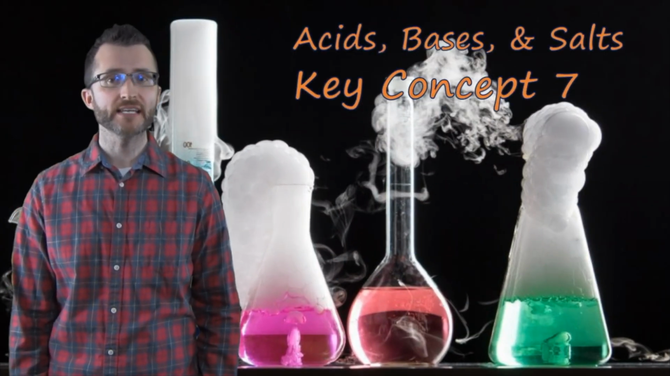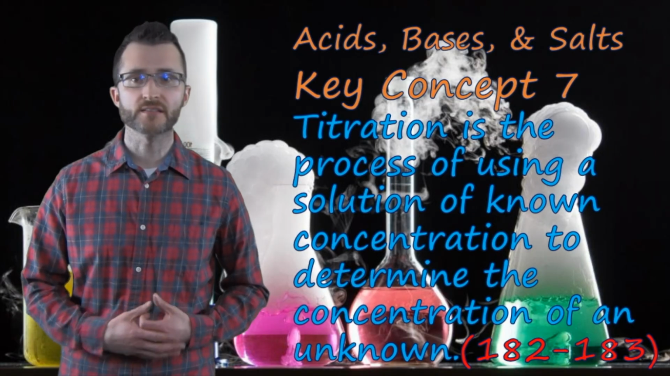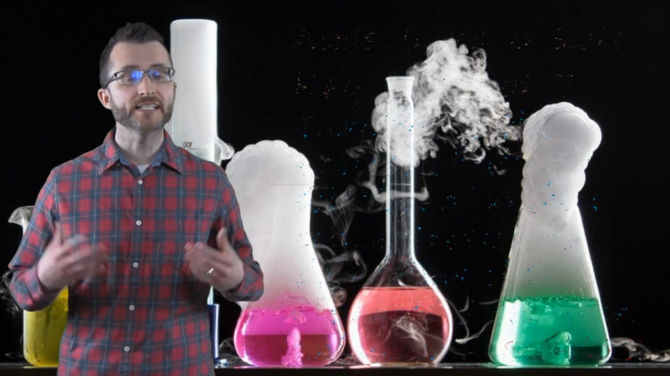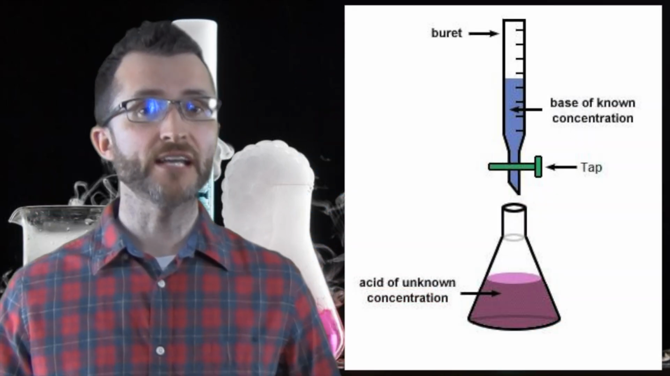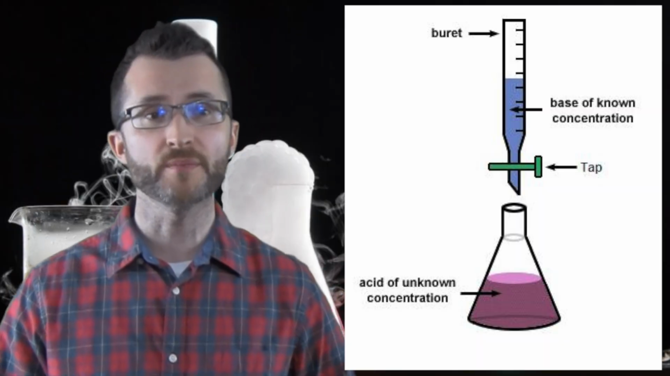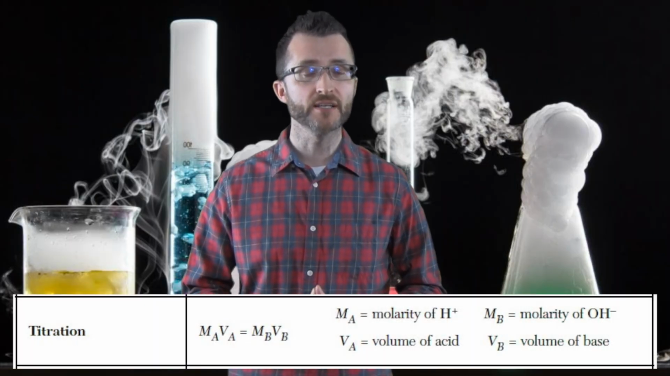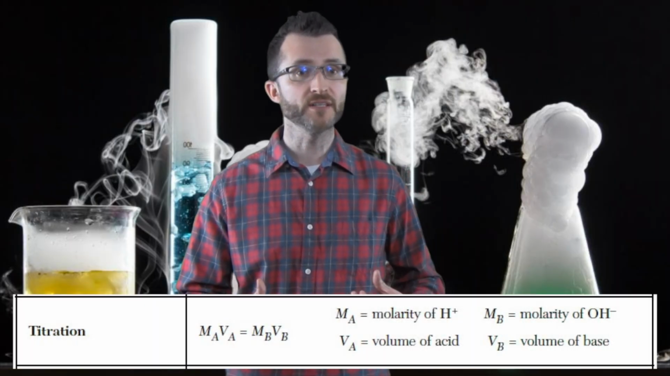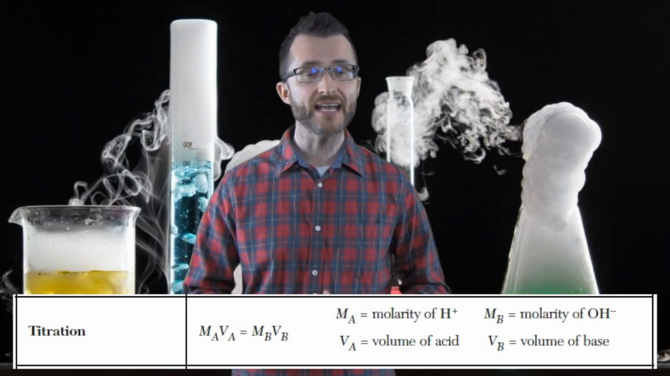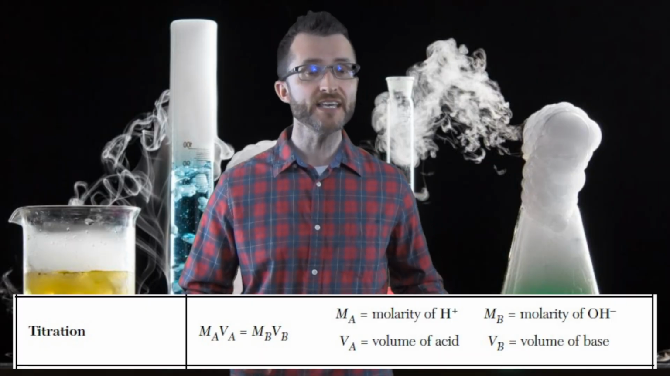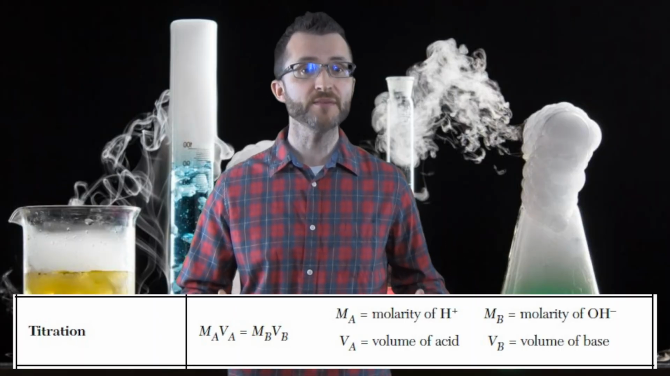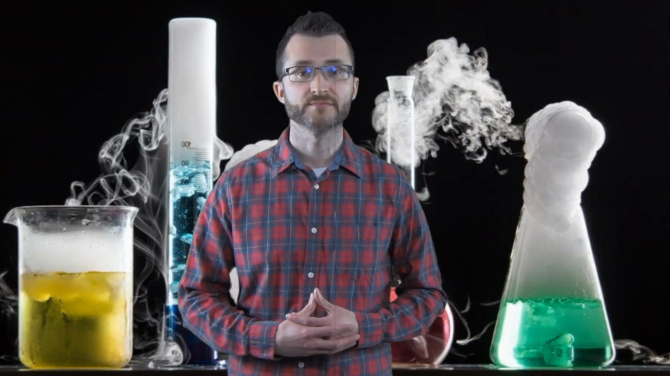Acids, bases, and salts, key concept 7. Titration is the process of using a solution of known concentration to determine the concentration of an unknown. Titration is a lab procedure in which a neutralization reaction occurs to determine the unknown molarity of either an acid or a base. We use the titration formula to determine this unknown molarity. The formula is found on Table T and is MaVa equals MbVb. Ma is the molarity of H+ ions, Va is the volume of acid, Mb is the molarity of OH- ions, and Vb is the volume of base.